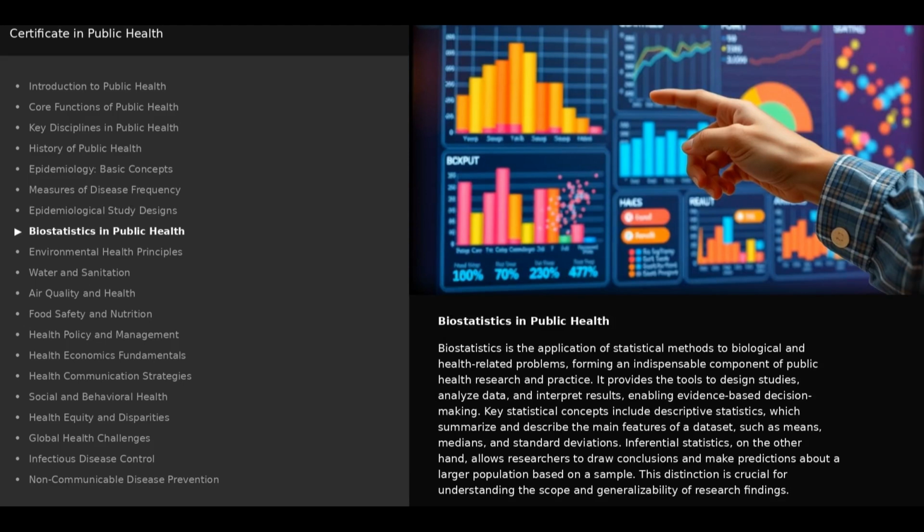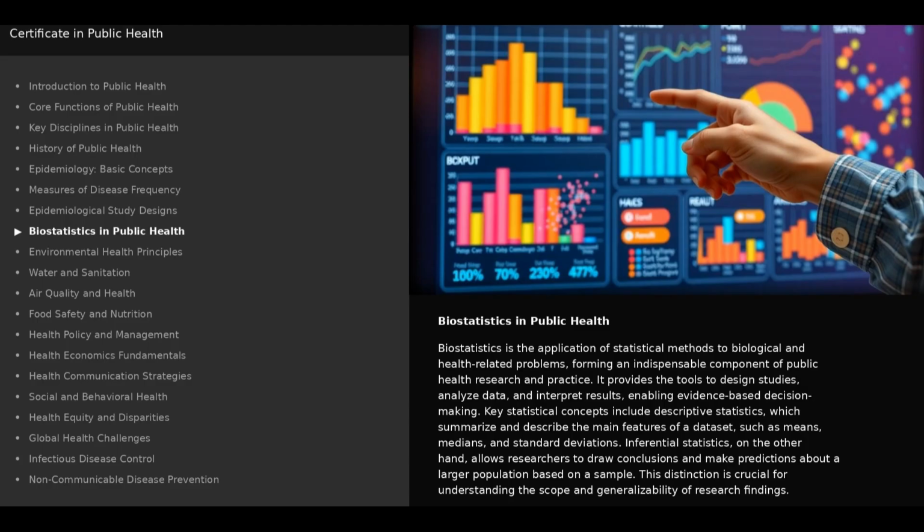Biostatistics in public health. Biostatistics is the application of statistical methods to biological and health-related problems, forming an indispensable component of public health research and practice. It provides the tools to design studies, analyze data, and interpret results, enabling evidence-based decision-making.